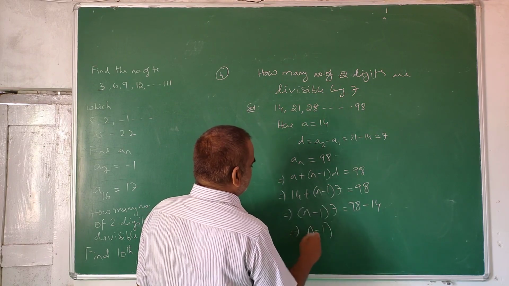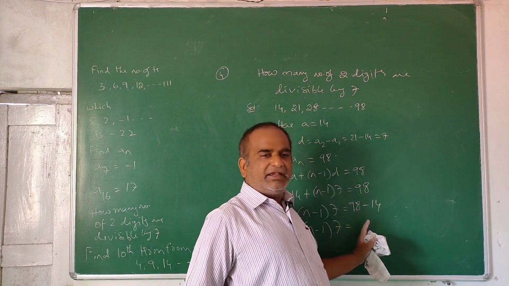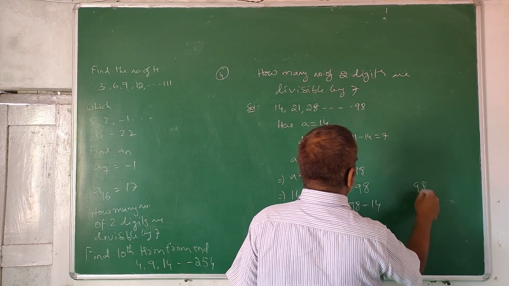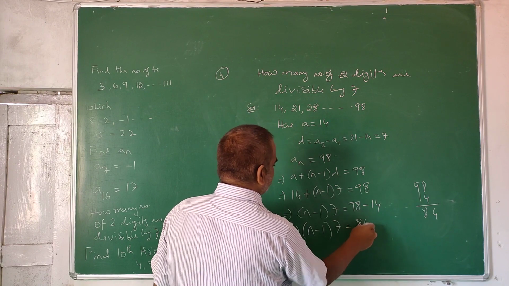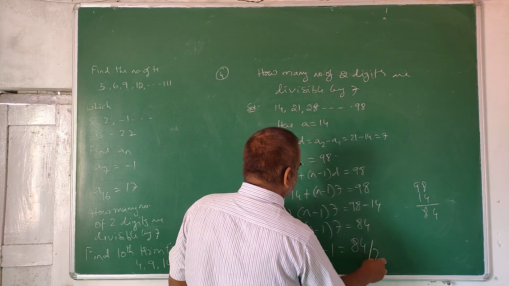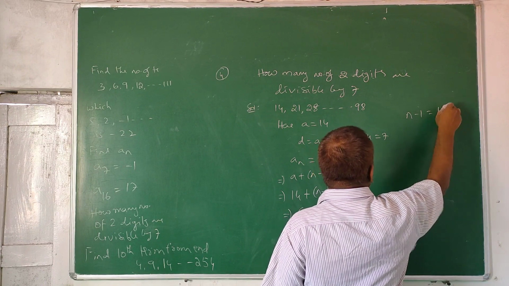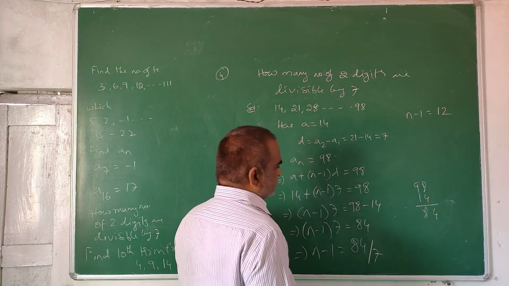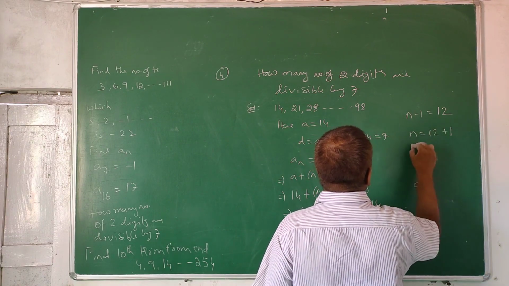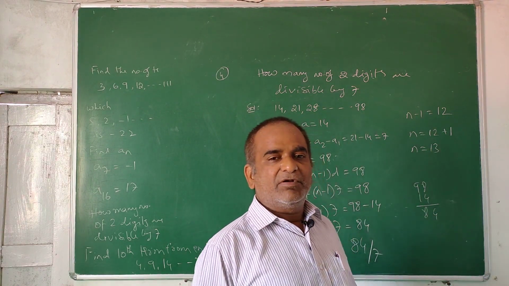So n minus 1 into 7 is equal to, if you subtract 14 from 98, what do you get? 84. So this implies n minus 1 is equal to 84 by 7. So n minus 1 is equal to 12, since 7 12s are 84. So n is equal to 12 plus 1, which is equal to 13. So there are 13 two-digit numbers which are divisible by 7.